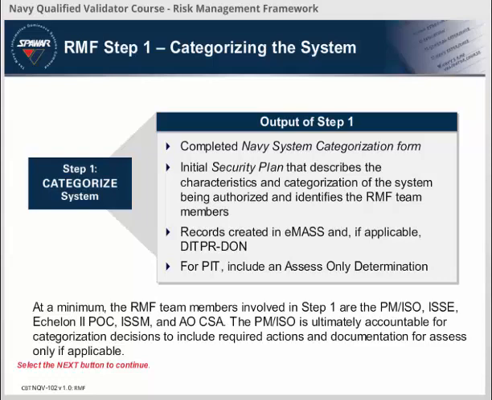The outputs associated with this step include completed and concurred with the Navy System Categorization Form, Initial Security Plan, SP, that describes the characteristics and categorization of the system being authorized and identifies the RMF team members. Records created in EMAS and, if applicable, in DIT per DON. For PIT, include an assess-only determination. At a minimum, the RMF team members involved in Step 1 are the PM and ISO if different from the PM, ISSE, AOCSA, Echelon 2, and ISSM. You will learn more about selecting controls in the next CBT.